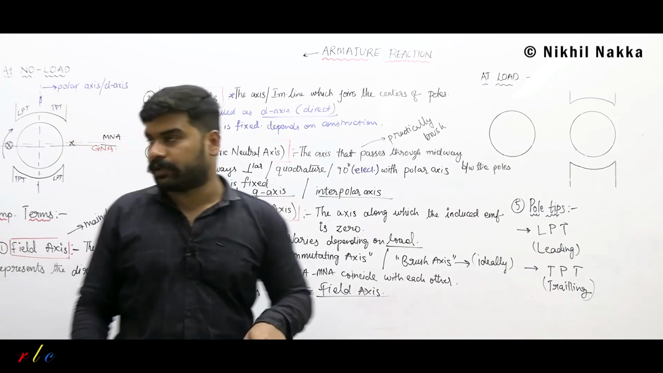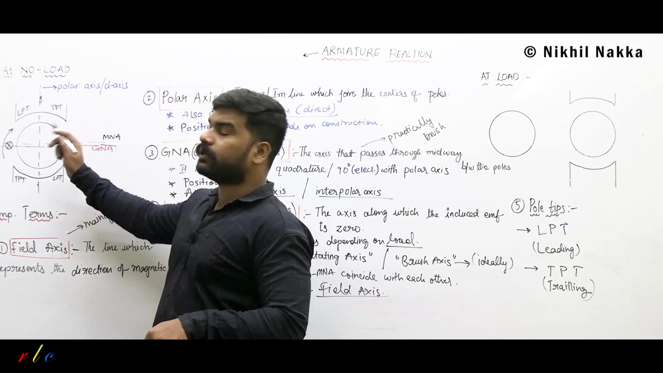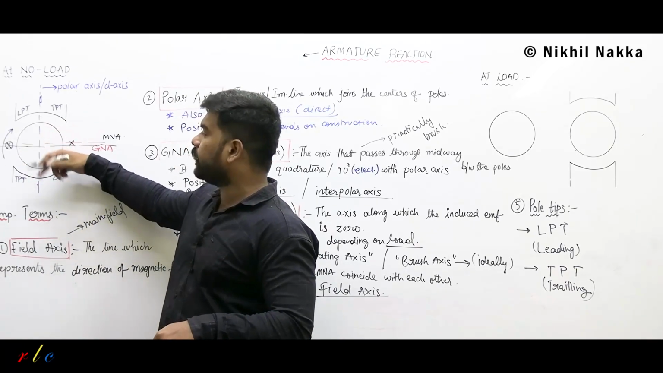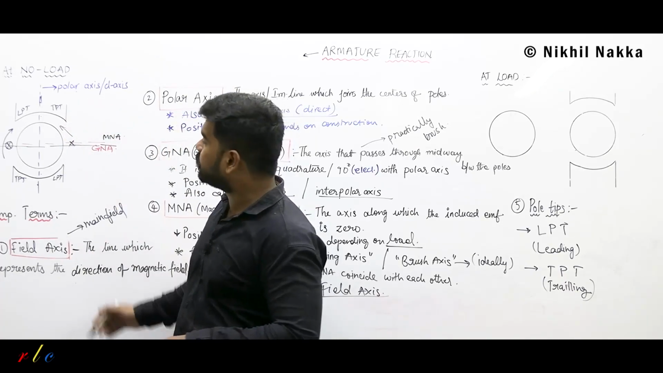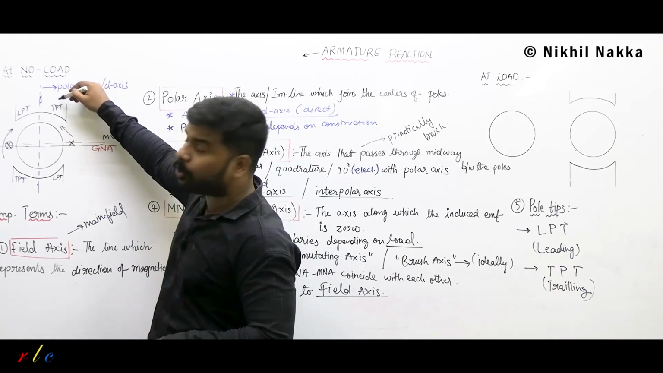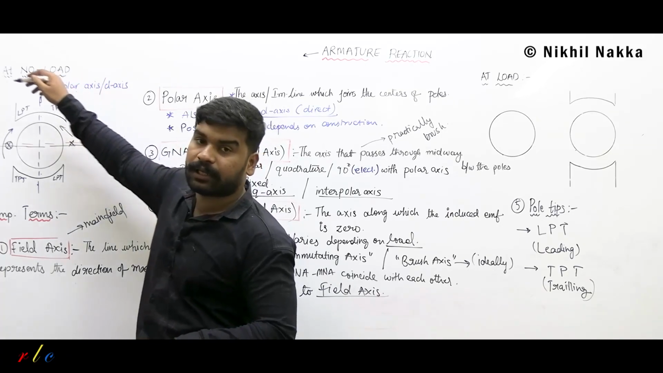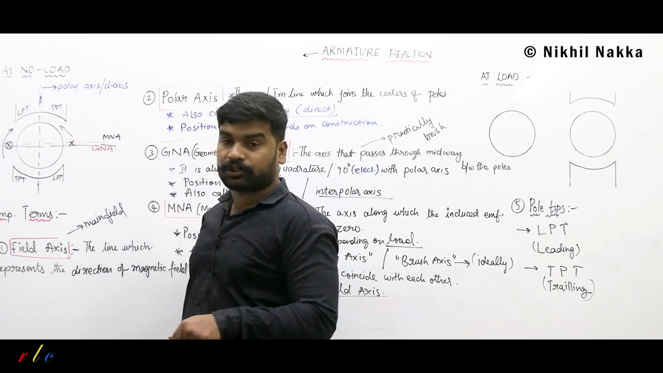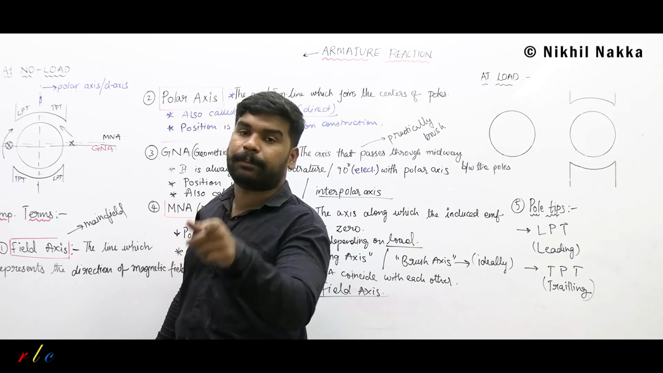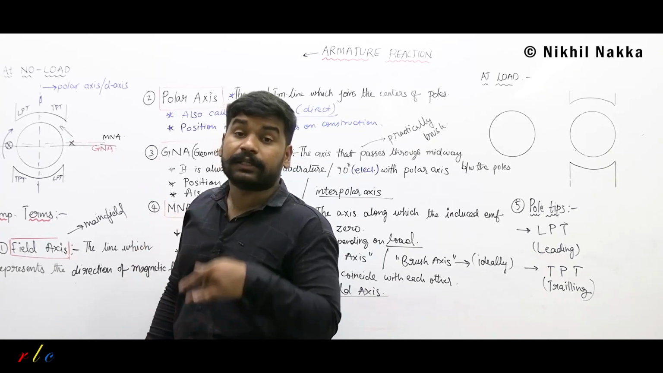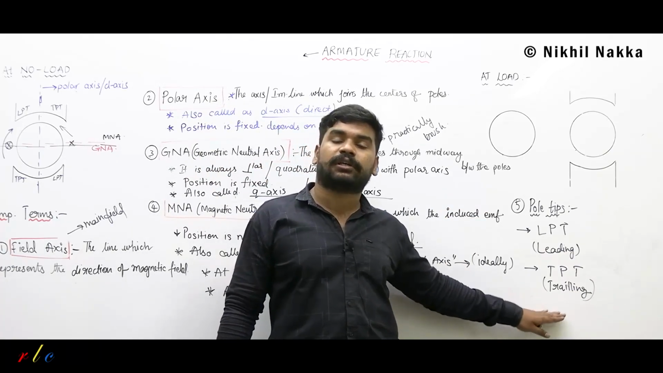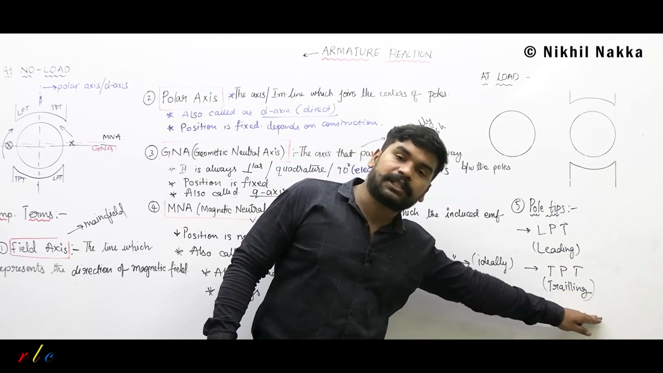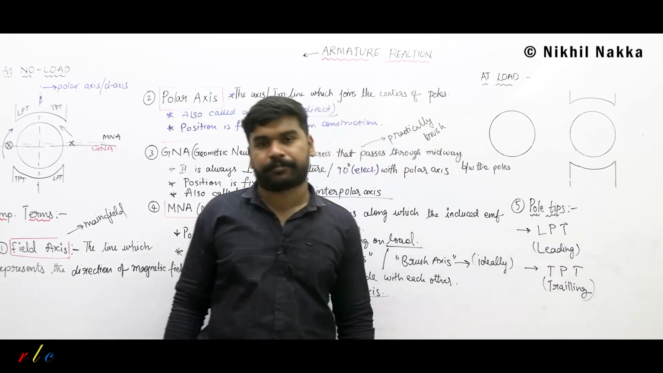Now there is a twist over here. I have assumed that the armature is rotating in the clockwise direction. What if it rotates in the anti-clockwise direction? Now this TPT is no more a TPT. This will become LPT and that LPT will become TPT. Understood? So the position of LPT or TPT depends upon what? The direction of rotation. You can add another point here: the positions of LPT and TPT depend upon the direction of rotation of the machine.